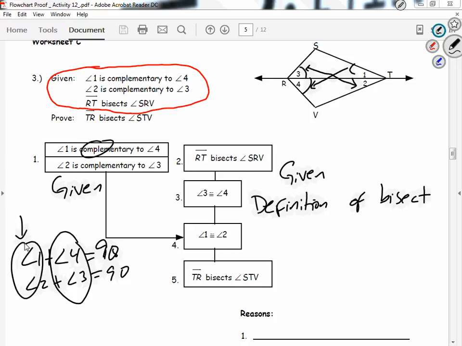And which rule is it? Not definition of bisect, because I'm not talking about anything about bisecting before that statement. But on my first statement, I could change the 4 for the 3. And why can I change the 2 for the 1? Which property allows me to change something for something else? Substitution. So we're going to have substitution.